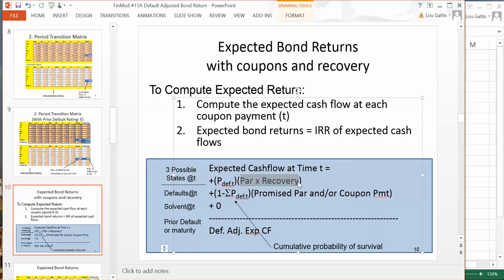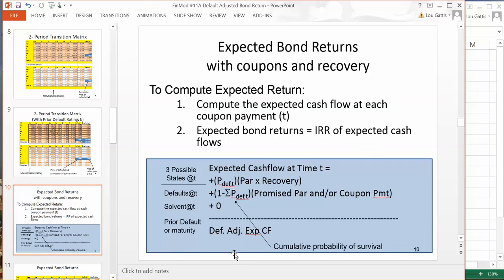If the bond is solvent at that year, I will take the probability that it has remained solvent times the promised cash flow, which is coupon or coupon plus par, plus the probability that it's already defaulted or matured times the cash flow if it's already matured or has defaulted, which will be 0. So I take the sum of the probability of default times payment in default, plus the probability that it survives times the payment if it survives, which is the promised cash flow, plus 0 for already defaulted. That'll give me my expected cash flow.